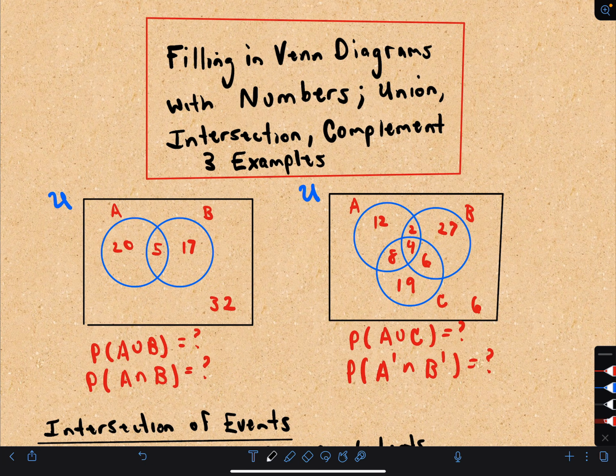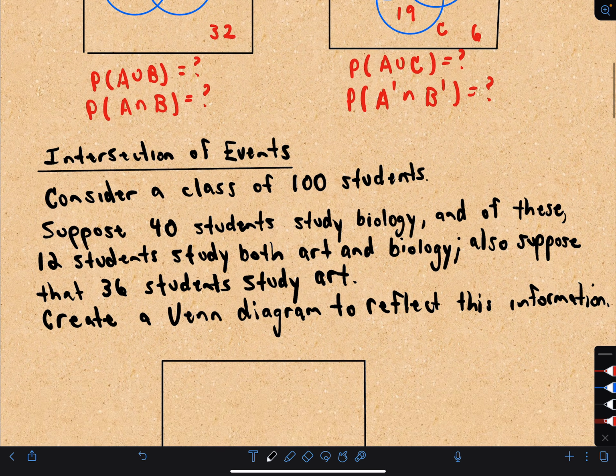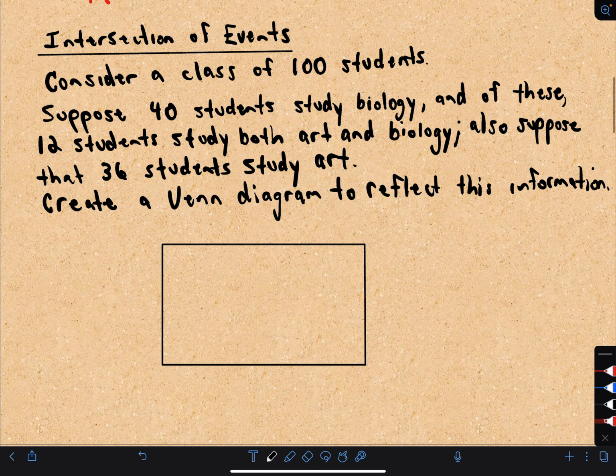So here we're going to look at a few examples of filling in Venn diagrams with numbers. We're going to talk about union, intersection, complement, and we'll do a few examples, and there's a little bit of probability in here as well. So the first thing I'm going to talk about here a little bit is the intersection of events.